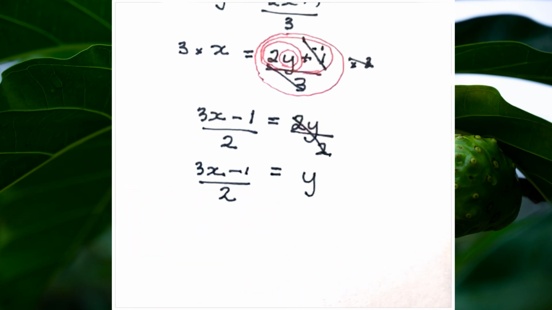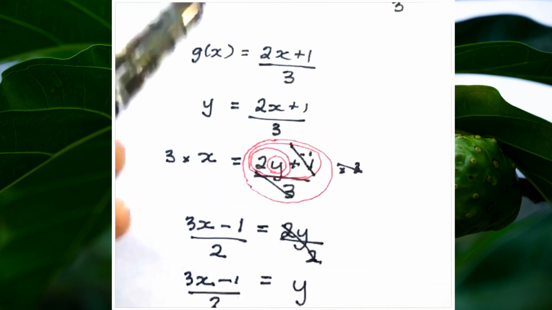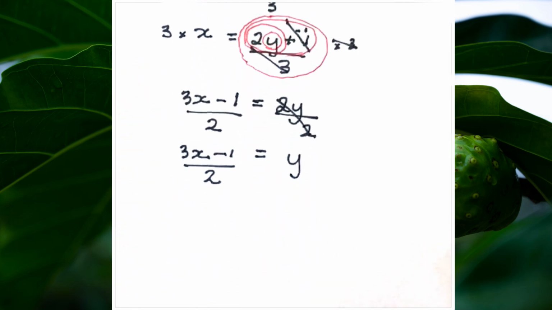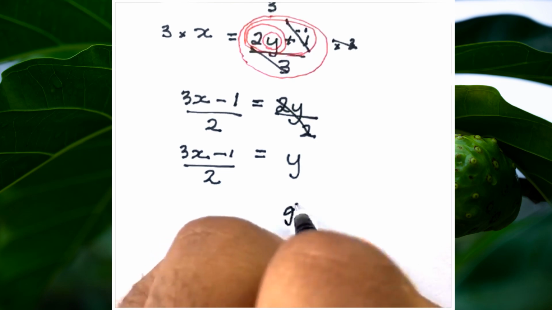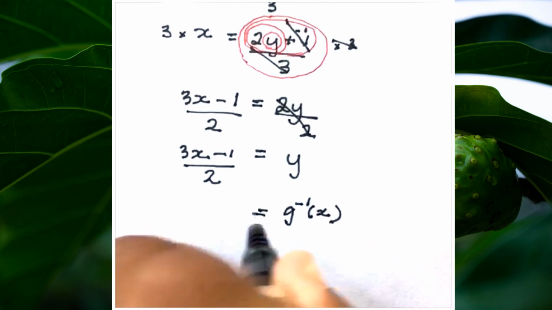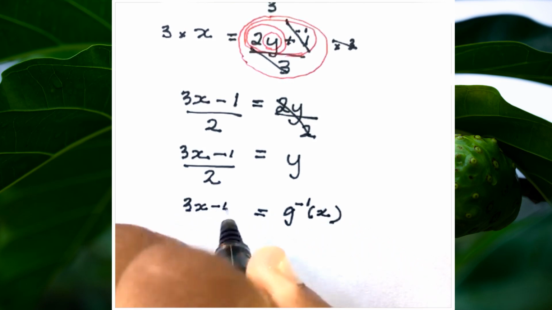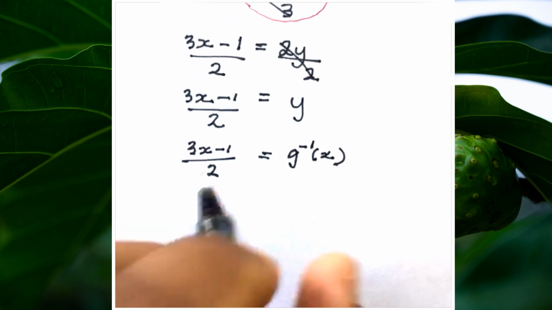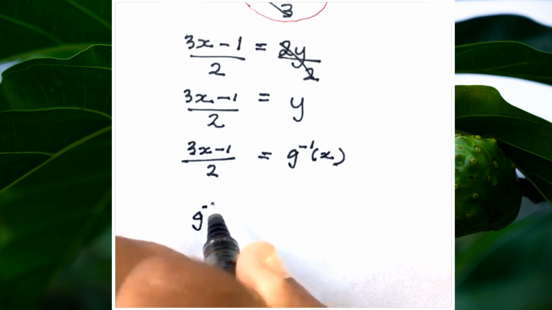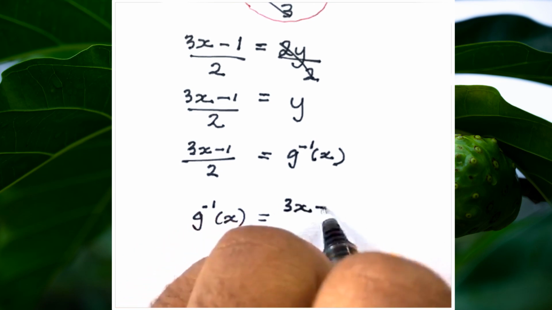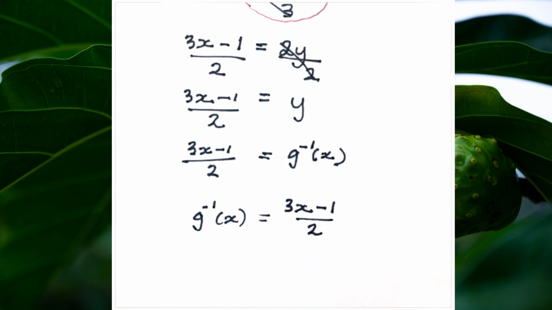Remember the last step? To switch y with g inverse. See, it was originally g, and these processes will give us the inverse. So now y becomes g inverse of x. And all of that is equal to 3x minus 1 all over 2. And if you want to clean it up, we can switch the sides. So g inverse of x is the same as 3x minus 1 over 2. And that's it.